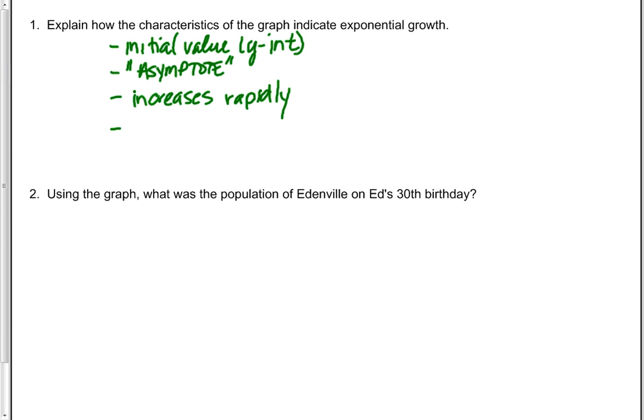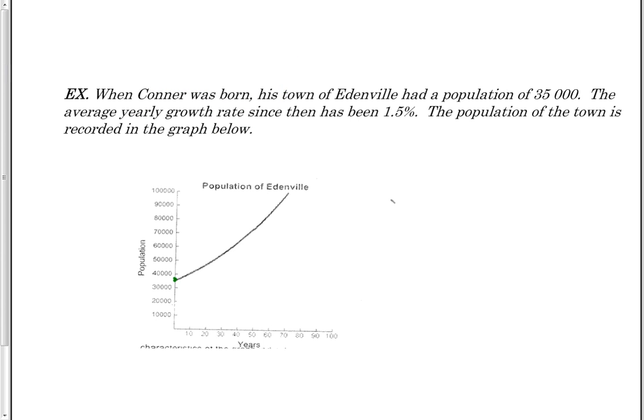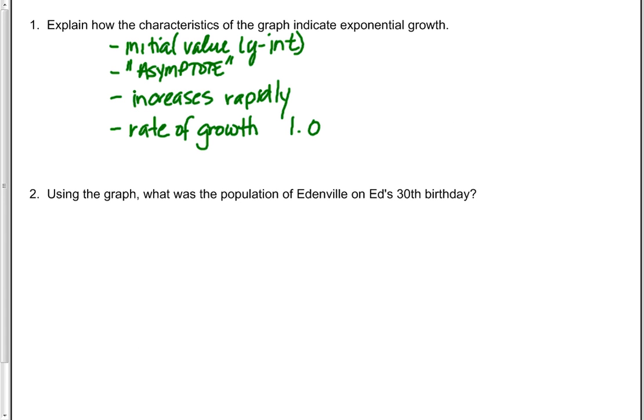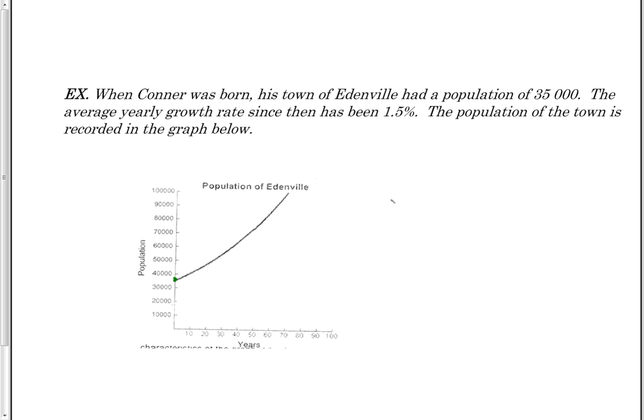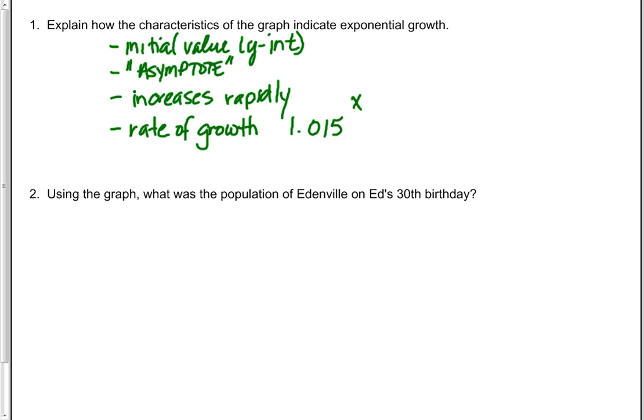And there is a rate of growth where you're adding a percent to a population that is already growing. That rate of growth will be, just got to check my percent here, 1.5%. That will be our rate of growth. Using the graph, what was the population of Edenville on Ed's 30th birthday? So looking at the graph and eyeballing as best I can, I would say approximately the town was 55,000 on Ed's 30th birthday.